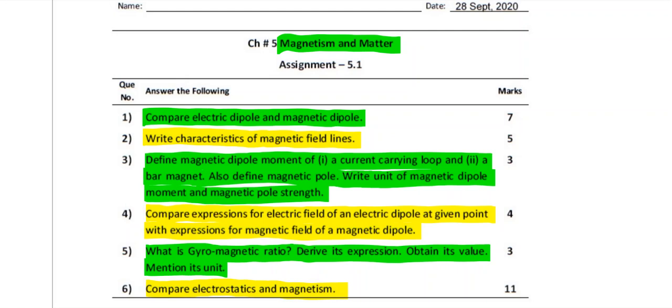So that is the task for the day. Very interesting assignment, very easy one. And if you remember the earlier topics of electric dipole and electric field, there is nothing new. There are so many analogies we have between electrostatics and magnetism. So we'll start with electric dipole and magnetic dipole.